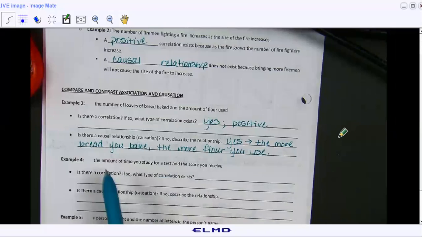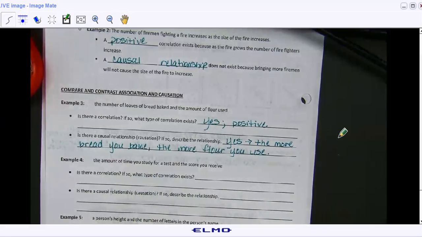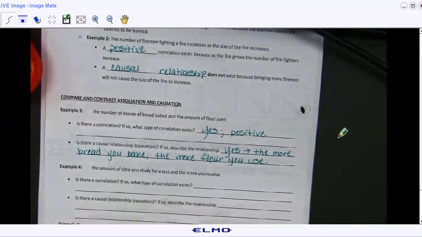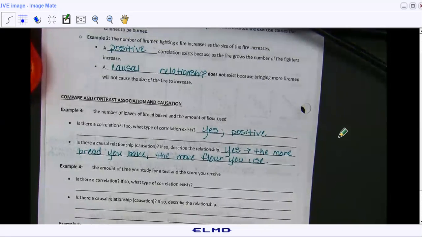All right, example 4: the amount of time you study for a test and the score you receive. Not always true. You can study for 4 hours, but if you study the wrong material, you're not going to get a good grade. Let's use a smart child in a typical situation. If you're studying for the upcoming Unit 3 math test and you're studying the right material, the longer and the more that you study, the more likely that you will perform better.